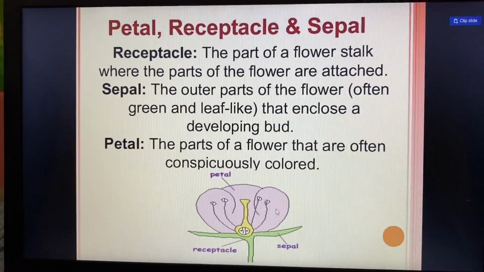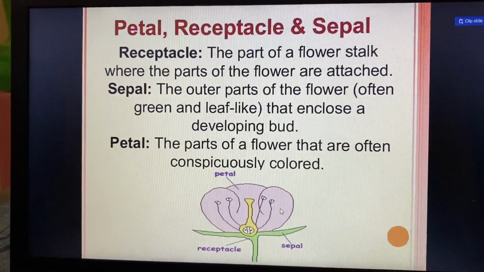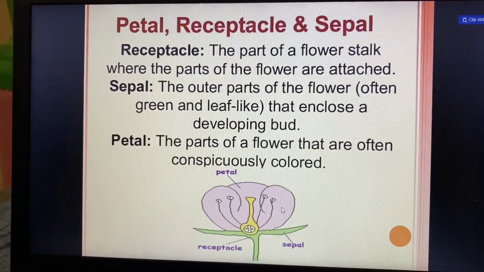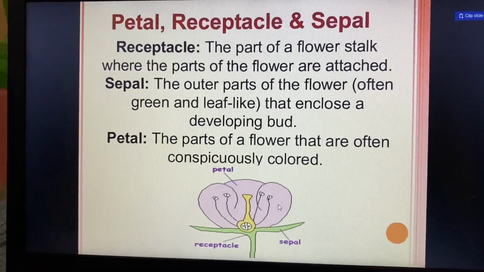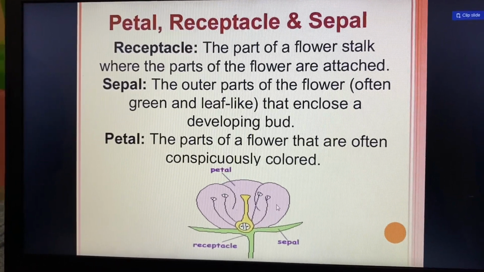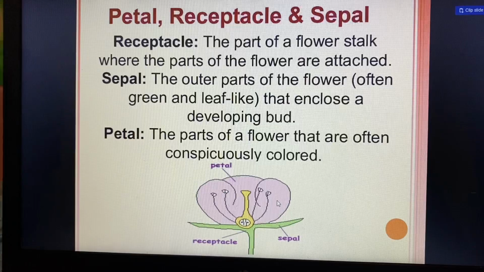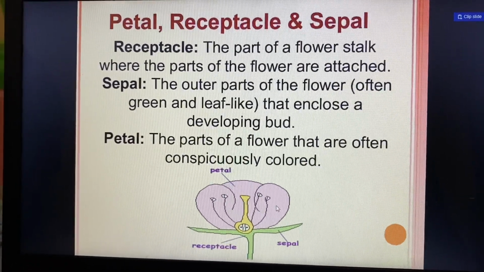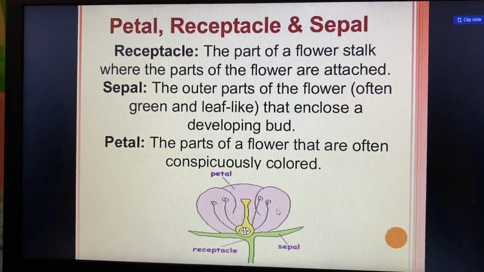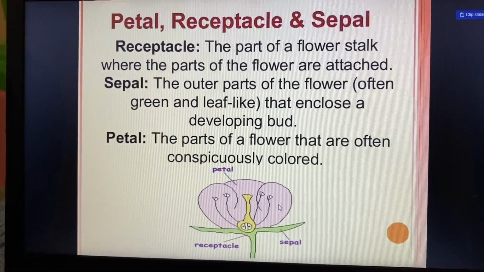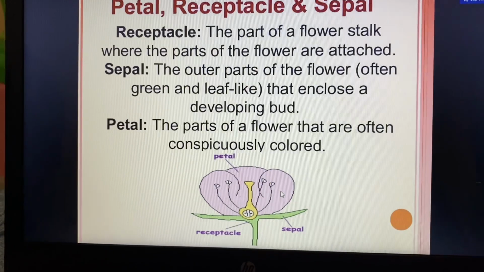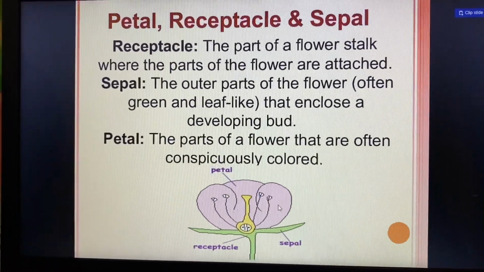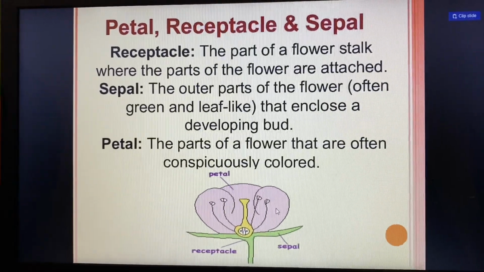Now petal, receptacle, and sepal. Receptacle is the part of a flower stalk where the parts of the flower are attached, and sepal is the outer part of the flower, often green and leaf-like, that encloses a developing bud, and petal is the part of a flower that is often conspicuously colored. Okay, look at the picture. The petal, receptacle, and the sepal.